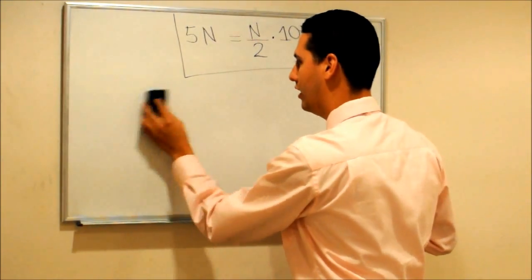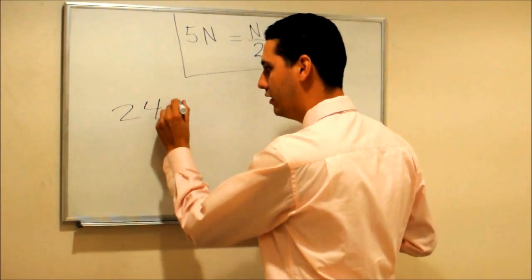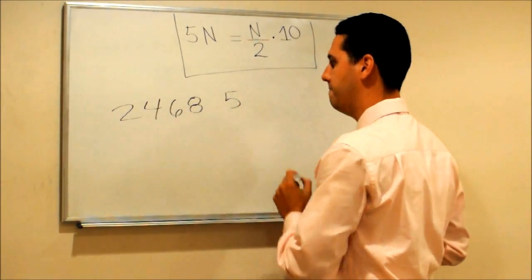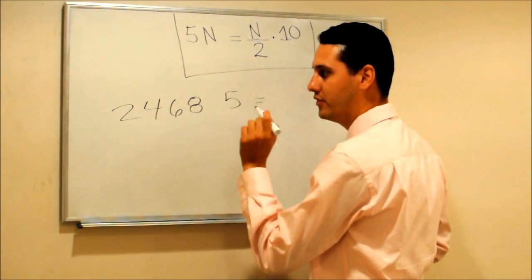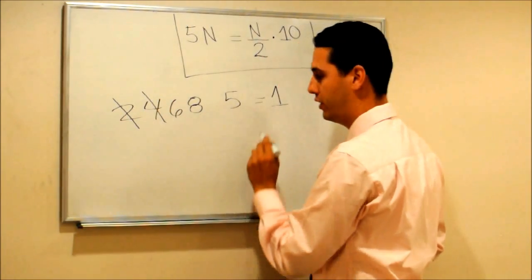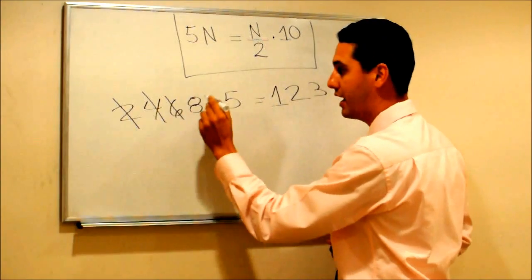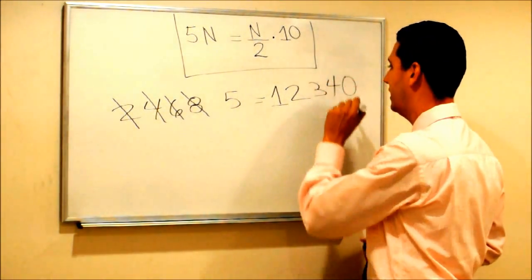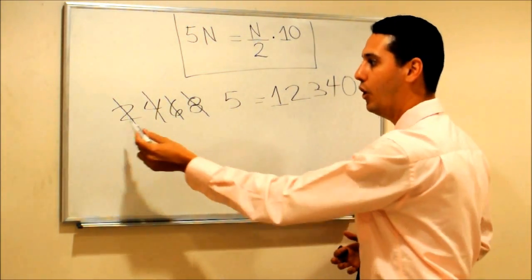Now, let's try a harder example. Let's say we want to multiply 2,468 times 5. Let me show you the following algorithm. We start from left to right. What is the half of 2? 1. What is the half of 4? 2. What is the half of 6? 3. What is the half of 8? 4. And finally, we need to multiply this number by 10, meaning that we have to put a 0 at the end.